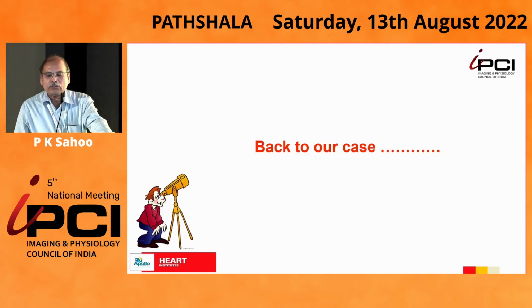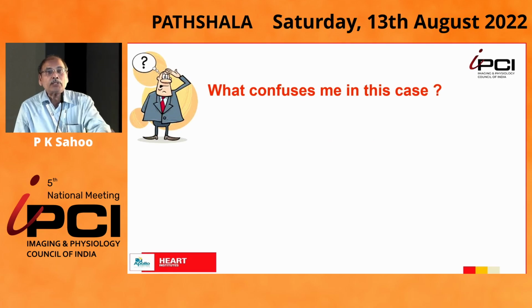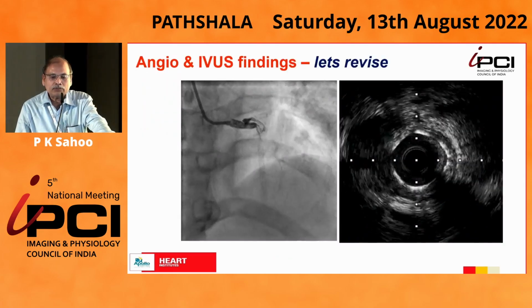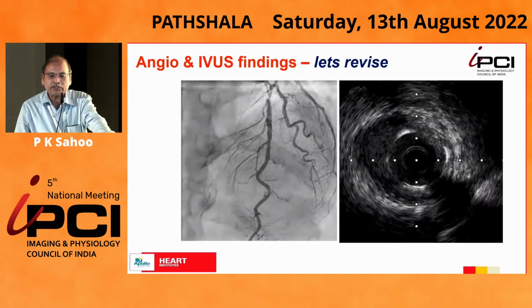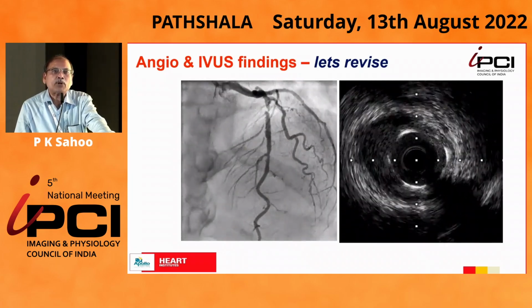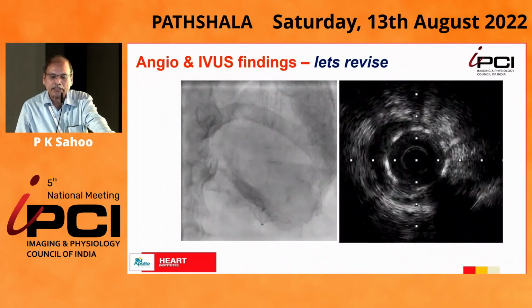Inadequate expansion versus apposition has to be identified because that is the key to good long-term results. So let's come back to the case which Dr. Singatavalu had shown. What confused me when I was given the history was why an angio was done when the TMT was negative. But later today I got the information that she had come with an anginal episode just 10 days back. Dr. Singatavalu has clearly shown the IVUS where various problems were encountered at the end of 1 year.